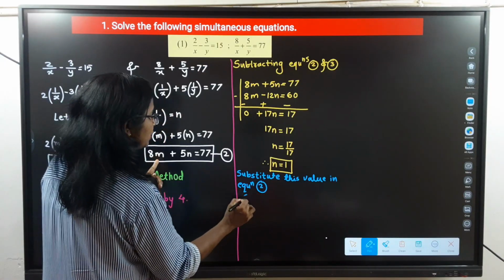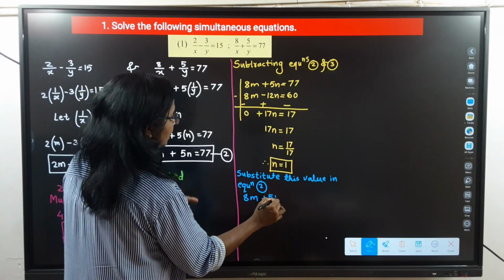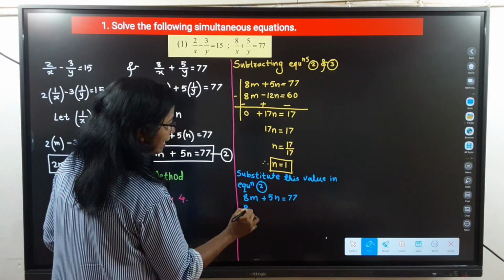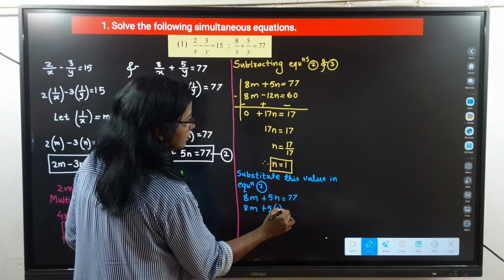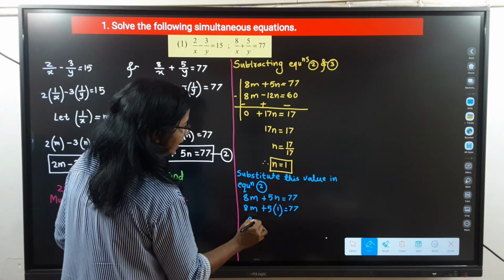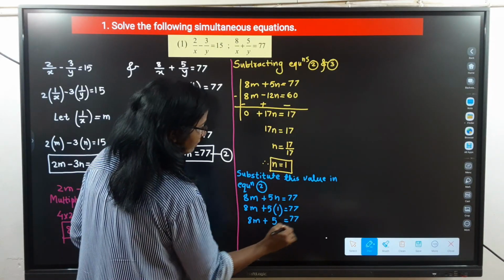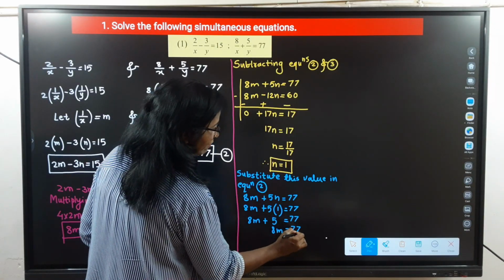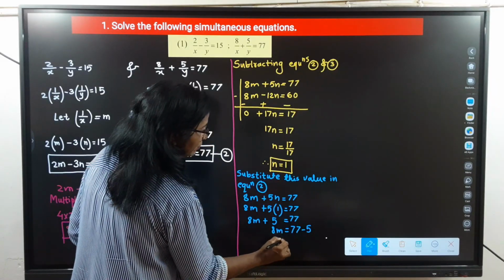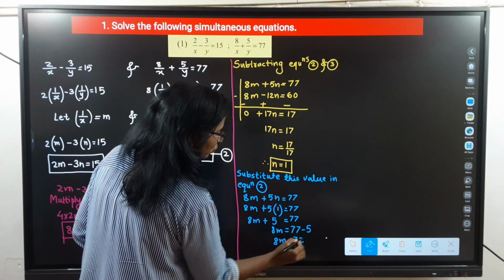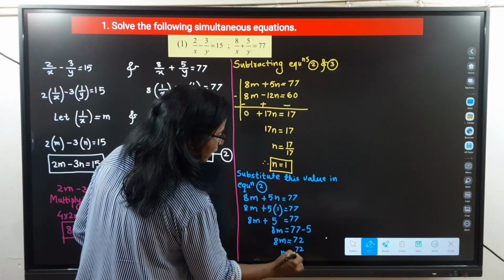Therefore, I write the second equation, 8m + 5n = 77. Therefore, 8m + 5 × 1 = 77. Therefore, 8m + 5 = 77. Therefore, 8m = 77 − 5. Therefore, 8m = 72. So, m = 72/8.